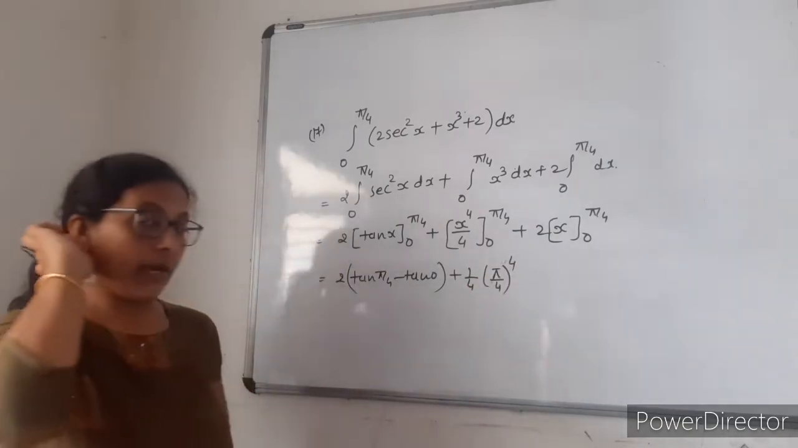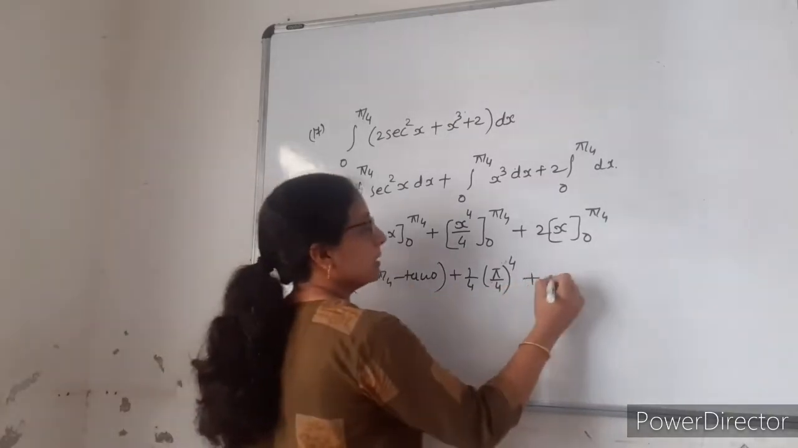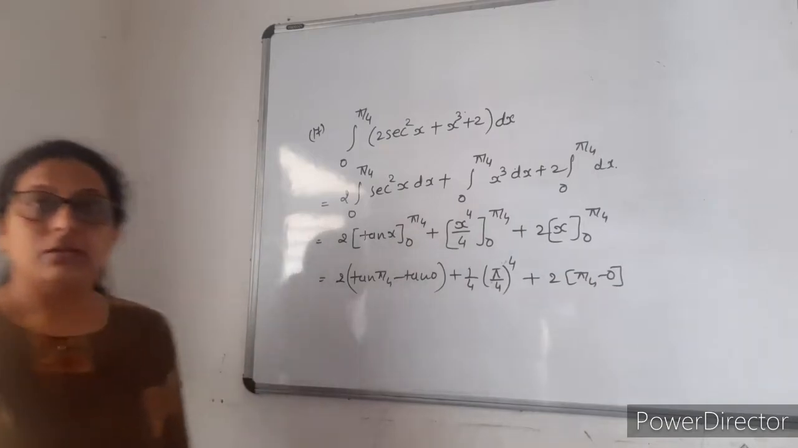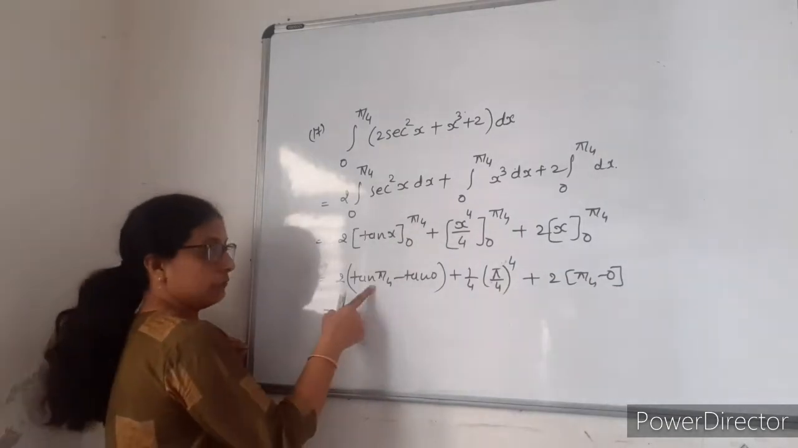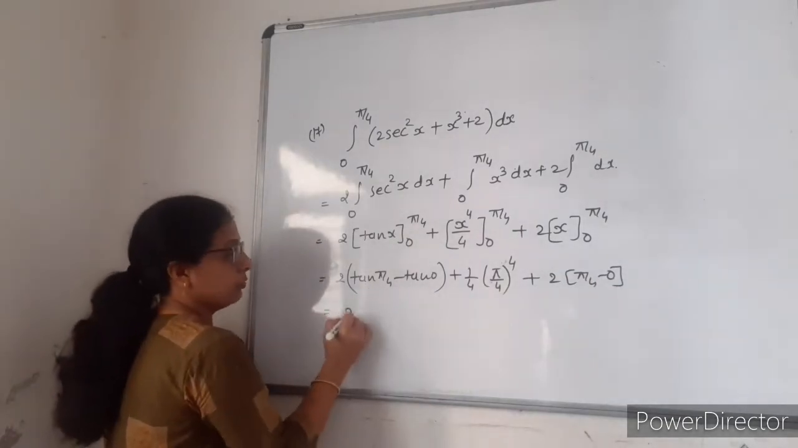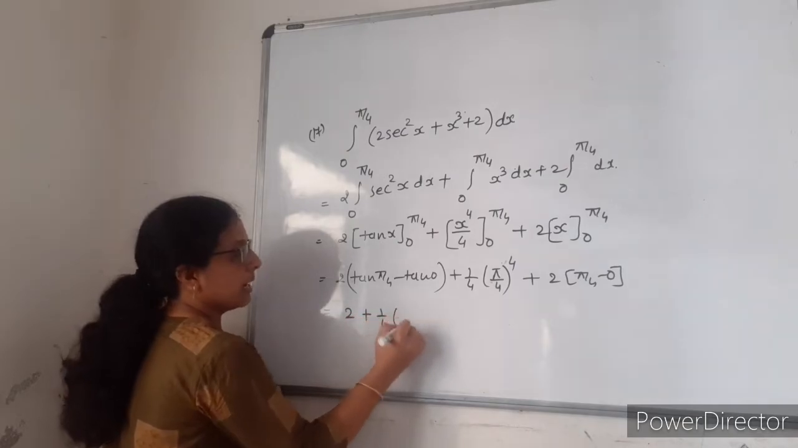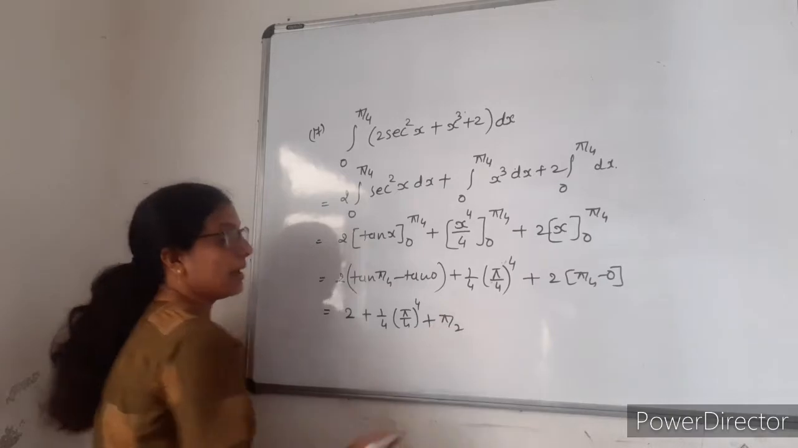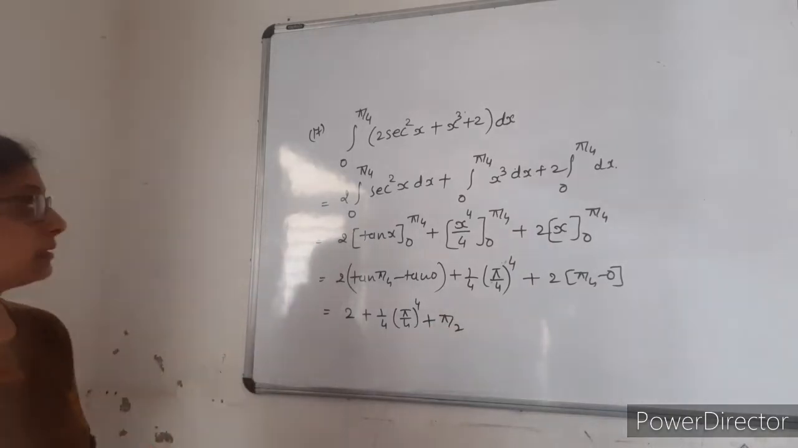Instead of x, I will write this. Plus 2 times pi by 4 minus 0. So what is the answer now? This is 1, this is 0. So 2 plus 1 by 4 into pi by 4 raised to 4 plus pi by 2. That is the answer.